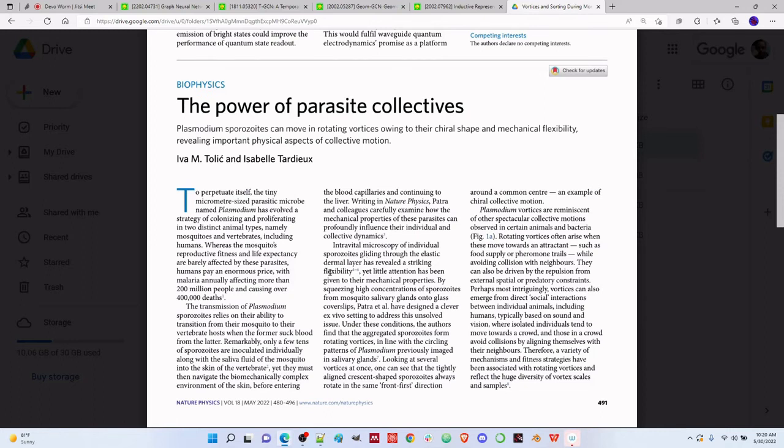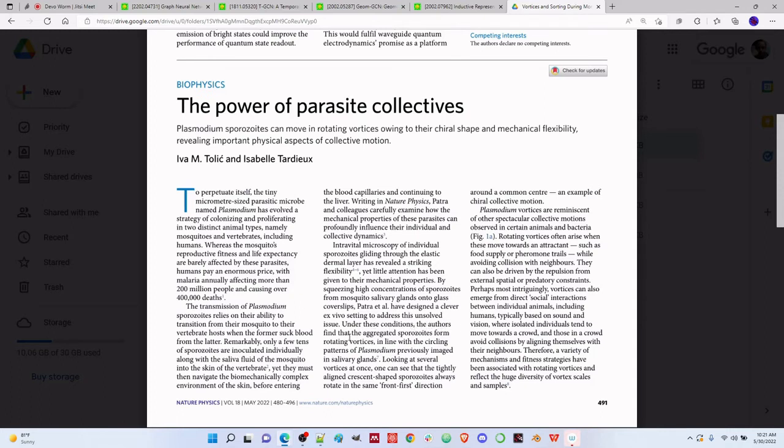This has revealed a striking flexibility. Yet little attention has been given to their mechanical properties. By squeezing high concentrations of sporozoites from mosquito salivary glands onto glass cover slips, they are able to harvest a large number of sporozoites onto a cover slip. So they're taking it out of the mosquito and putting it under the microscope. The authors have designed a clever ex vivo setting to address this unsolved issue, so they can actually observe these dynamics. You put some buffer on your microscopy cover slip, and then you drop these in, and you'll be able to observe them moving around in the liquid.